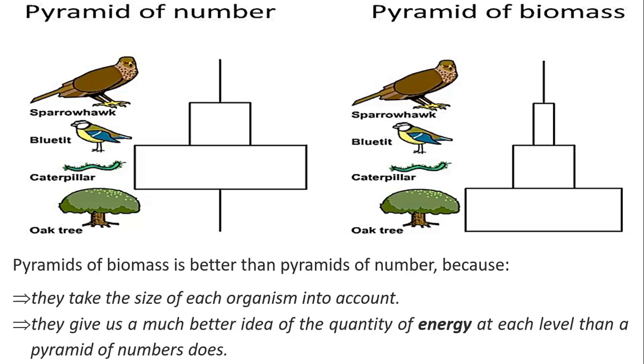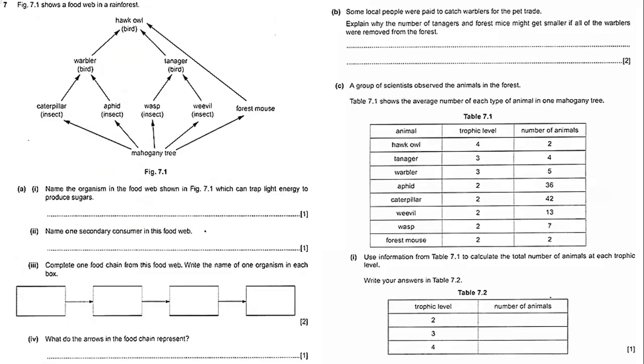Okay, so this is the comparison between the pyramid of number and the pyramid of biomass in the same ecosystem. Which one is more accurate? Of course, the pyramid of biomass. That's why we say that pyramids of biomass are better than pyramids of number, because they take the size of the organism into account. They give us a much better idea of the quantity of energy in each level than the pyramid of number does. Let's answer some questions together.